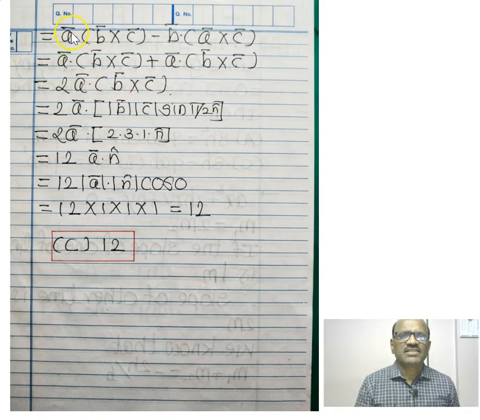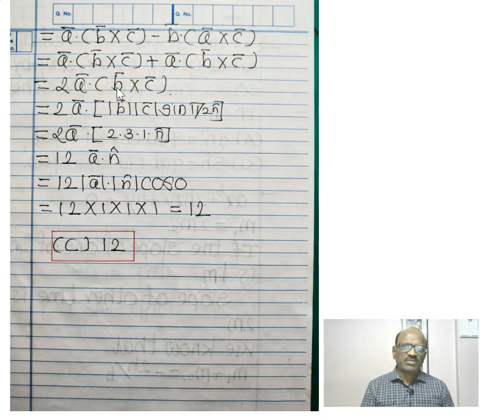Now suppose that there is A bar dot in bracket B bar cross C bar. What we have done? That is here A bar dot in bracket B bar cross C bar. Therefore, you will get the addition of these two. That is 2A bar dot in bracket B bar cross C bar. Now here is a cross product. The vectors are mutually perpendicular. That is B bar cross C bar, the angle between them is 90, that is pi by 2, mod of B bar and mod of C bar.